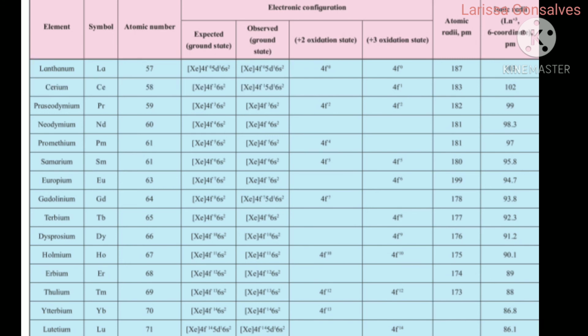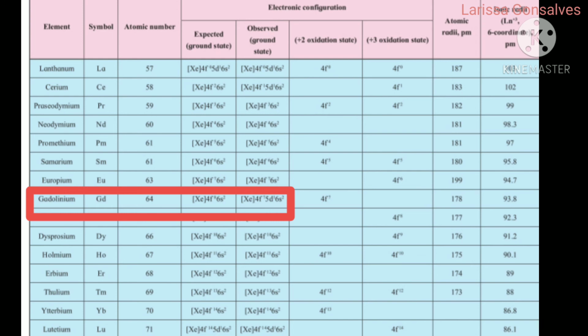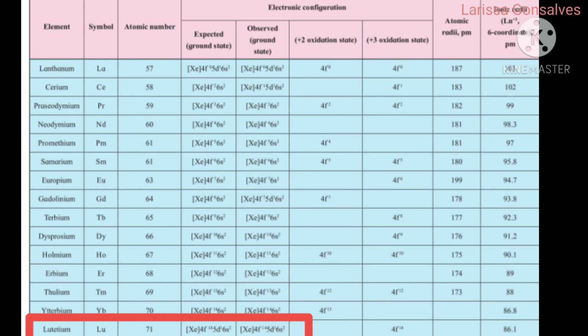Let us take the example of gadolinium. Its electronic configuration is 4f8 6s2. So if one electron from f is transferred to the 5d orbital, then the 4f orbital becomes stable by having half-filled 7 electrons. Even in the case of lutetium, there is 1 electron in the 5d and there are 14 electrons in the 4f orbital, hence making it stable with a completely filled orbital.